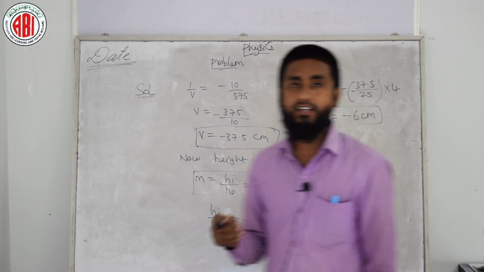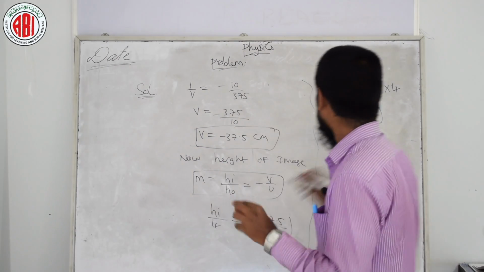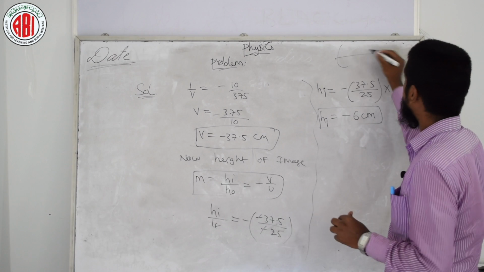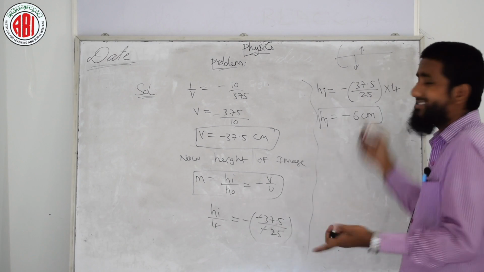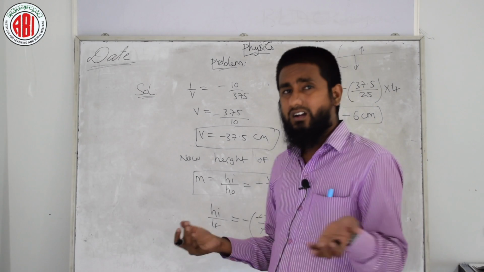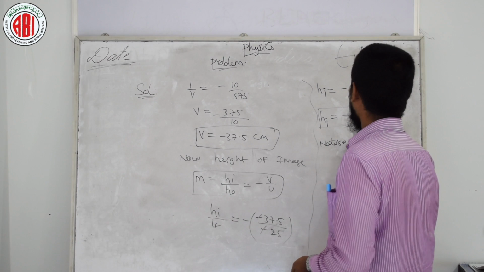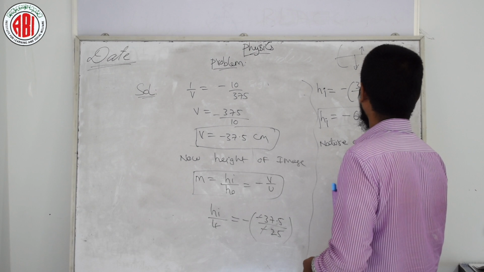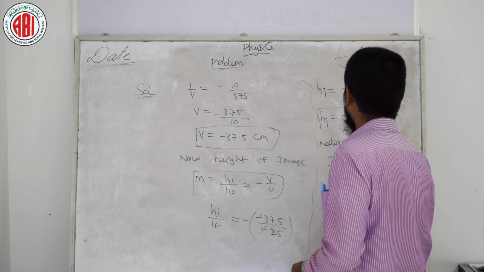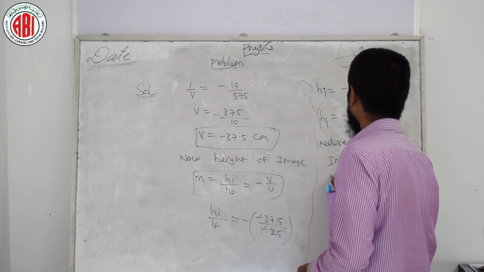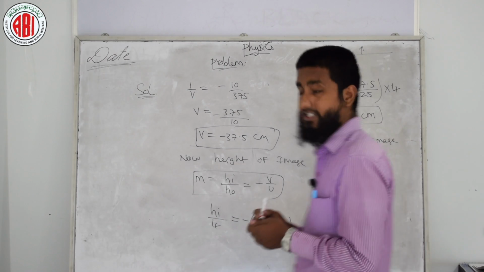In the question, the image nature is also asked. As you can see, the height of the object is 4 centimeter, but the height of the image is 6 centimeter. So we can simply prove that the image is enlarged and inverted. So the nature of the image is inverted and enlarged. So this is a sample problem.